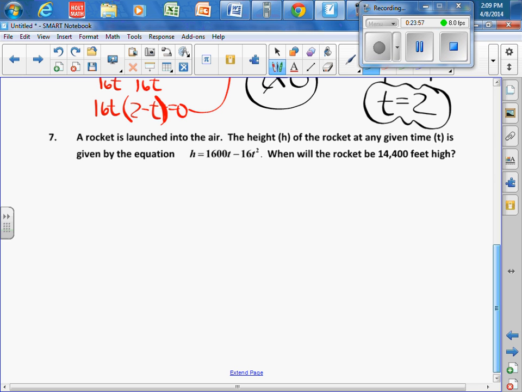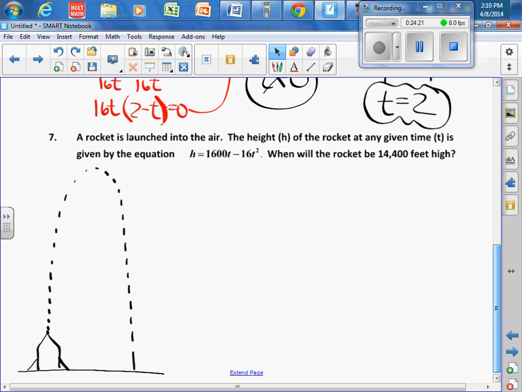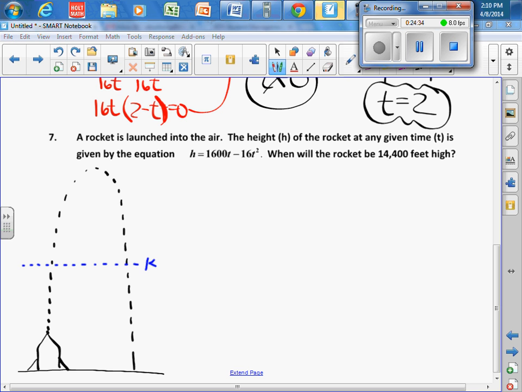let's draw a little picture here. Here's the ground. Here's our rocket. All right, not a very good rocket. So it's going to go up, parabola. It's going to be coming back down. Now here's the situation here. There are 3 different scenarios we need to consider. Now, it could be that it reaches 14,400 feet twice, once on the way up and once on the way down.